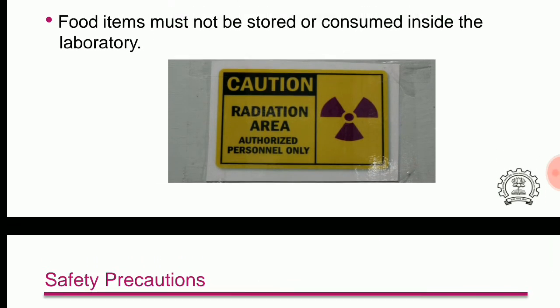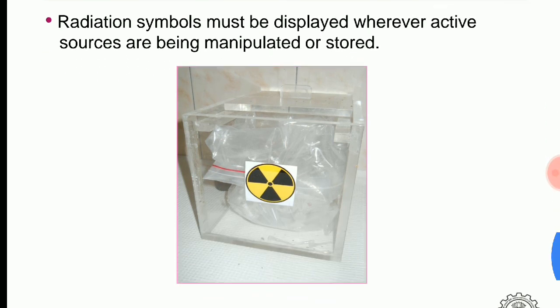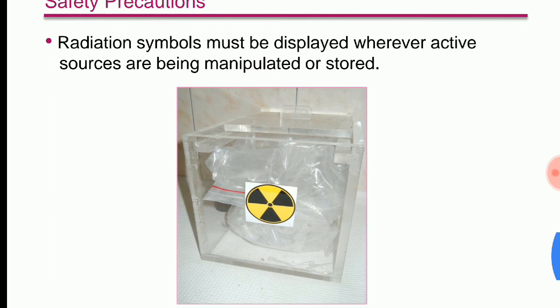We can see in every radiology department or laboratory a board marking the radiation area, that is for personnel only. We can see it in front of the entrance of the radiation department. Radiation symbols must be displayed whenever active sources are being manipulated or stored. This is the radiation symbol.